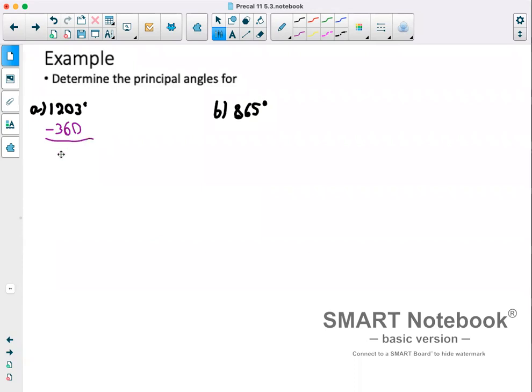So the first time I subtract 360 gives me 843. 843 minus 360 gives us 483. 483 minus 360 gives us 123 degrees. So the principal angle for 1,203 would be 123 degrees.